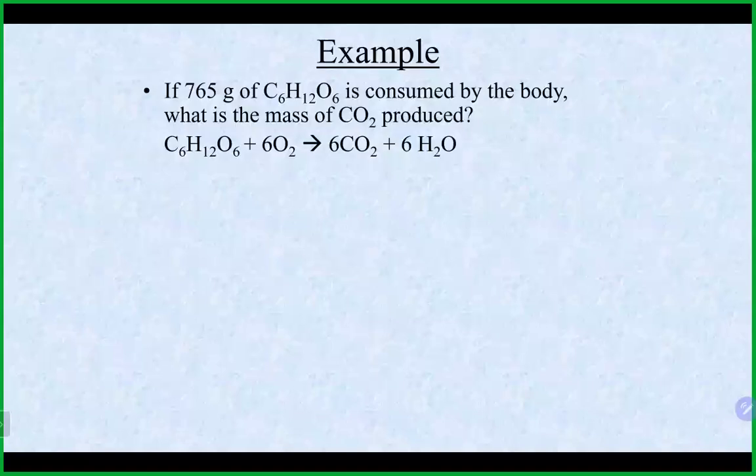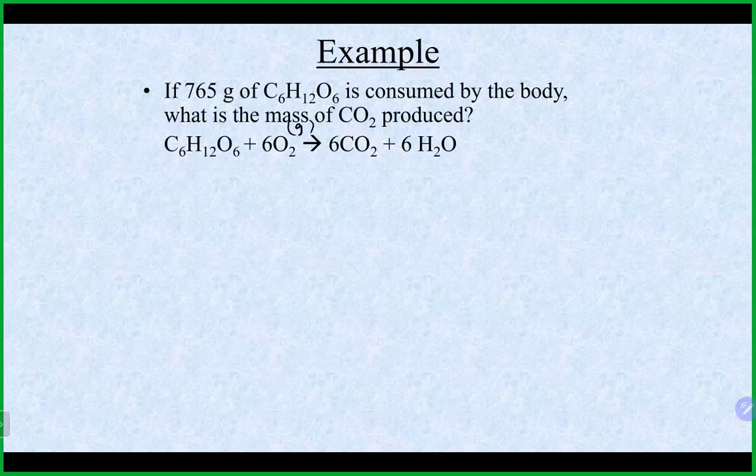All right, well, I'm going to try this one here. If 765 grams of C6H12O6 is consumed by the body, how many grams of CO2 would you produce? What is the mass of CO2? So basically the grams. So once again, I'll give you some numbers here. Carbon 12.01, hydrogen 1.008, oxygen 16. I think that's everybody you need. And again, follow the same 4 steps.